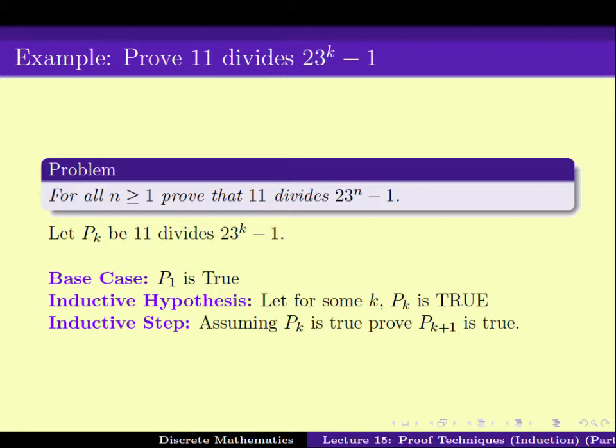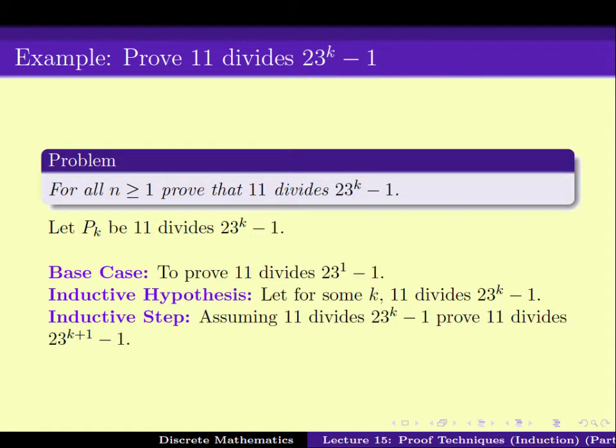Now putting the statements of P(k) and P(k+1) in this setup, the thing that we have to prove is that the base case becomes 11 divides 23^1 minus 1. The inductive hypothesis says that for some k, 11 divides 23^k minus 1, and assuming that 11 divides 23^k minus 1, prove that 11 divides 23^(k+1) minus 1. And now let's see how to prove them.